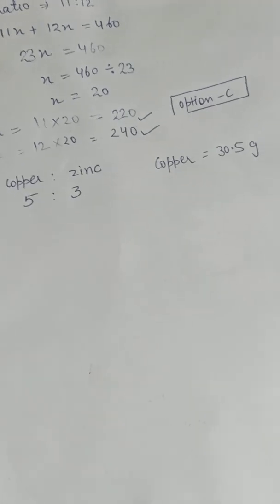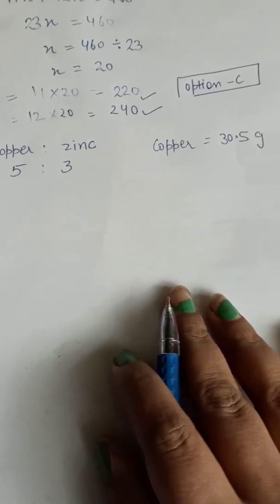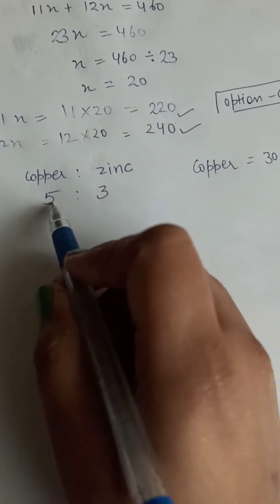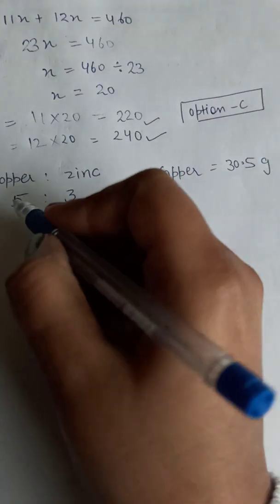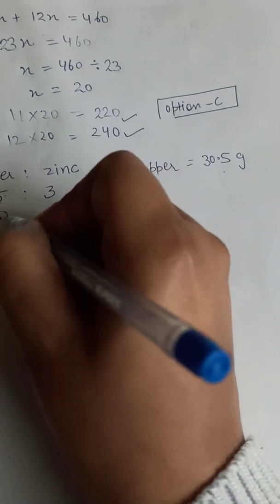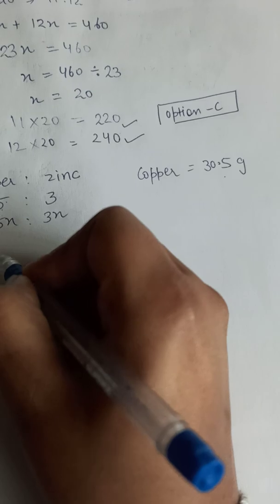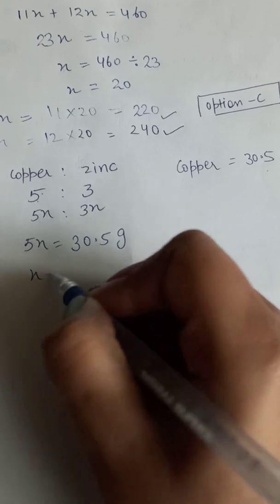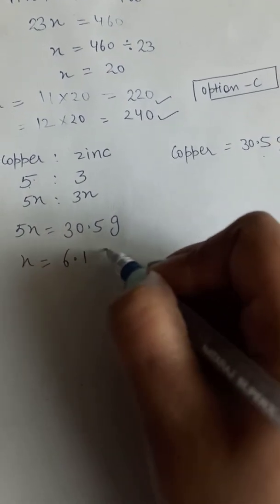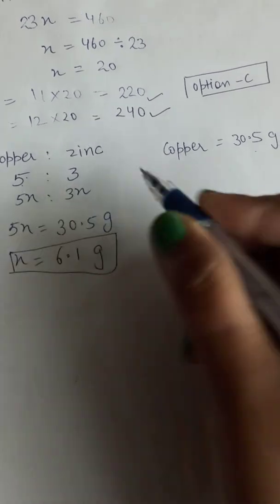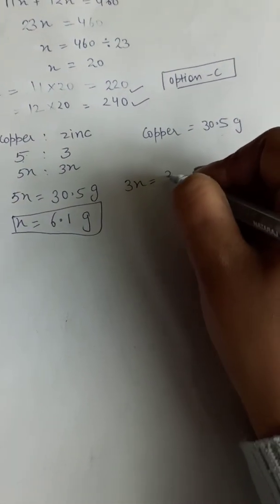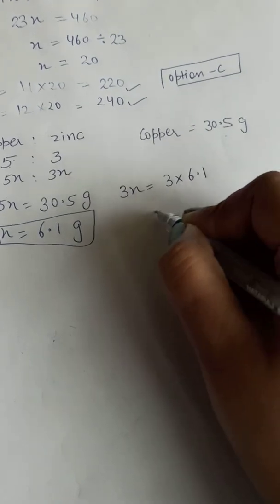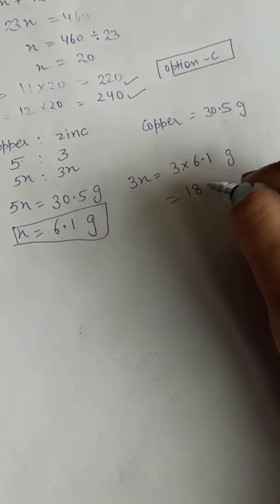So now we know, whenever a ratio is given, what we do is make it 5x. The value of 5x equals 30.5 gram, and this is 3x. Find the value of x. When you divide it, it comes to 6.1 gram. Put it in 3x, which equals 3 multiplied by 6.1, that is 18.3 gram.